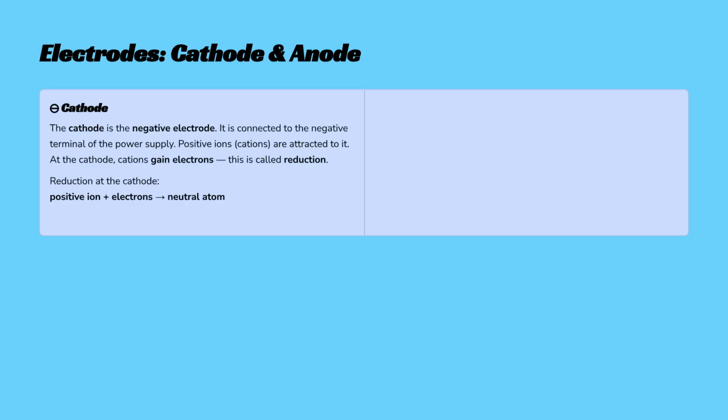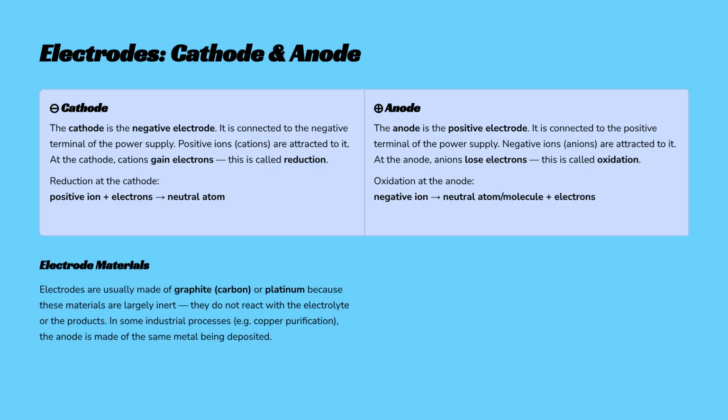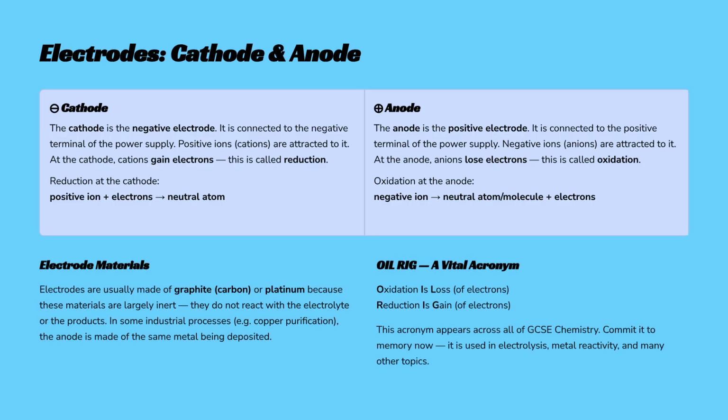The cathode is the negative electrode where reduction occurs, meaning positive ions gain electrons. The anode is the positive electrode where oxidation occurs, meaning negative ions lose electrons. Remember the acronym OIL RIG: oxidation is loss, reduction is gain of electrons.